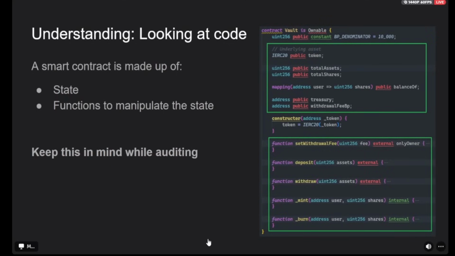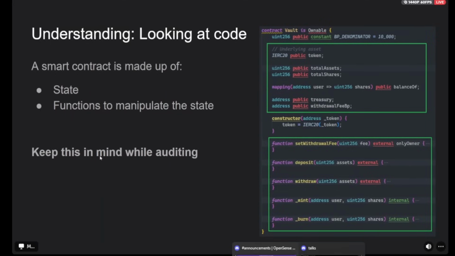I think a lot of people don't actually have this mental model in mind, that a smart contract is essentially made up of just two components. You have your state variables, which are the state, and then you have functions that manipulate the state from one state to another. If you've heard people say things like finite state machine or state transitions, this is essentially what it means. You have a state and you have functions to make the state move from one state to another. This is very abstract, but I'll try to explain it more later.